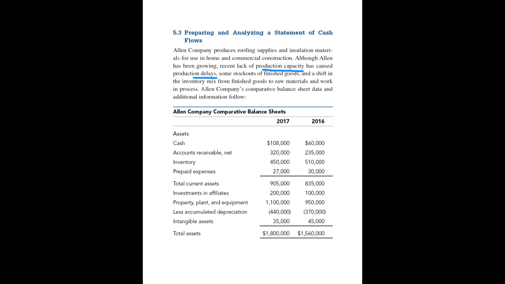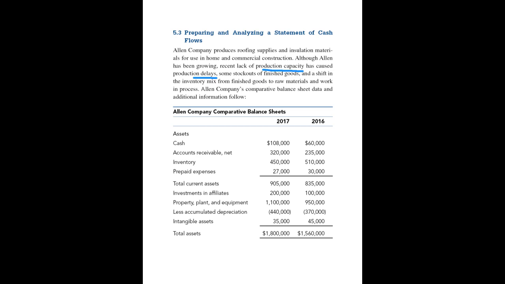And then there are some stock outs of finished goods and a shift in the inventory mix from finished goods to raw material and work in process, because they have stock outs of finished goods and right now they are working, but the production is being delayed. That's why they are having a mix of raw material and work in process.